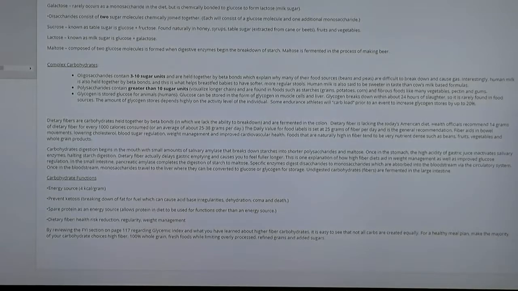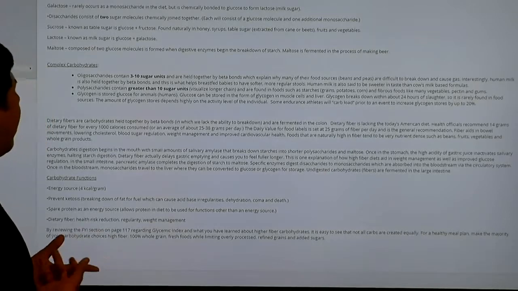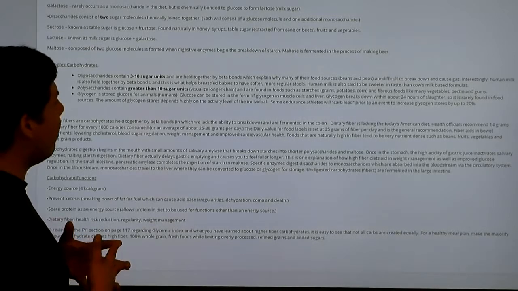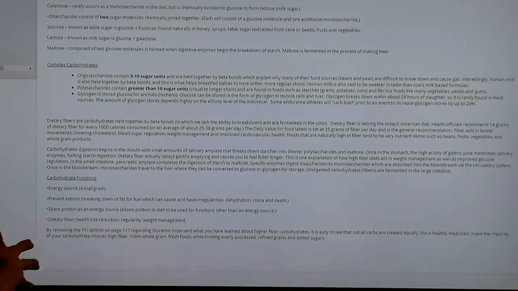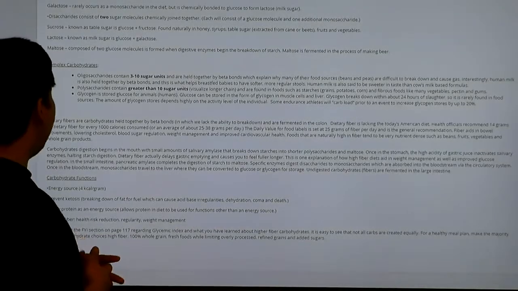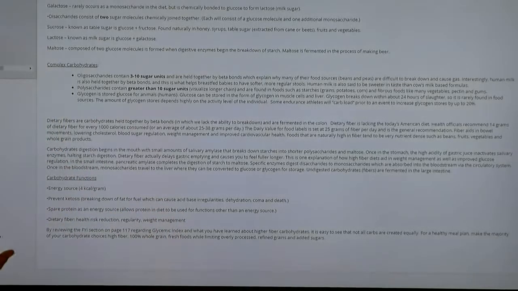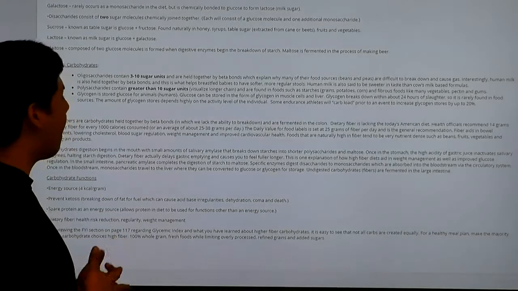Polysaccharides contain greater than 10 sugar units, visualize a longer chain, and are found in foods such as starches and fibrous foods like many vegetables, pectin, and gums. Glycogen is stored glucose for animals, humans. Glucose can be stored in the form of glycogen in muscle cells and liver.